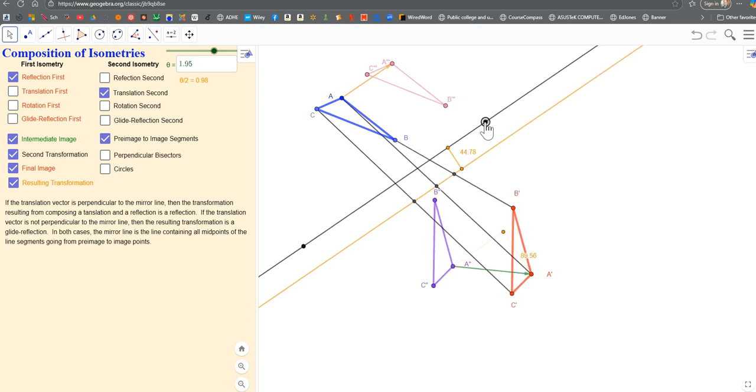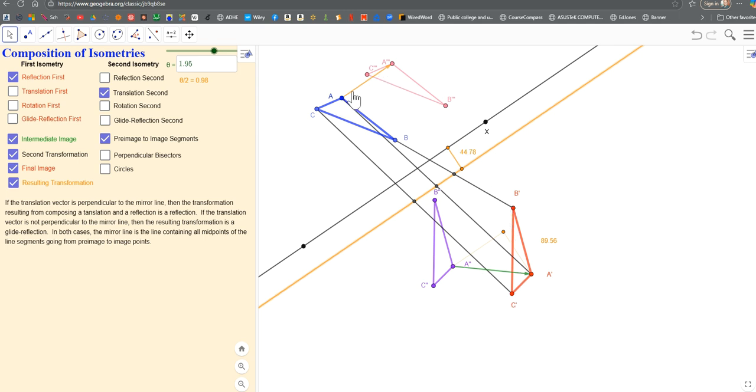if we investigate this a little more closely, we can discover a few things here. We know the mirror line is where the midpoints of these line segments connecting pre-image to image are. That is a line. That's the mirror line. To find the intermediate image, just take the final image and reflect it over that mirror line, the one in orange here, and you get this figure up here that I have in pink. I'm going to label that with the triple primes. By the way, the final image I'm always labeling with just single primes here.